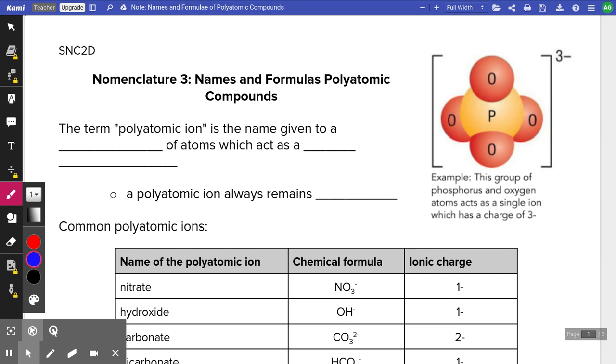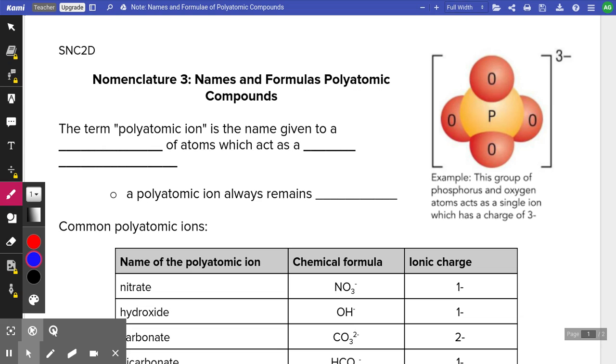We'll be talking about nomenclature today, and specifically the names and formulas of polyatomic compounds. This is lesson 3 in our nomenclature series, where we're taking our understanding of ionic compound naming a little bit further. On the side here, you have an example of what's called a polyatomic ion.